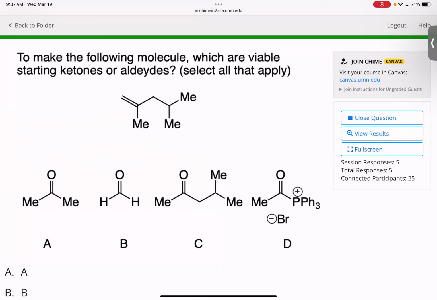All right, so what do you think could be the starting ketone or aldehyde in this case? I always recommend labeling and numbering your carbon chains.